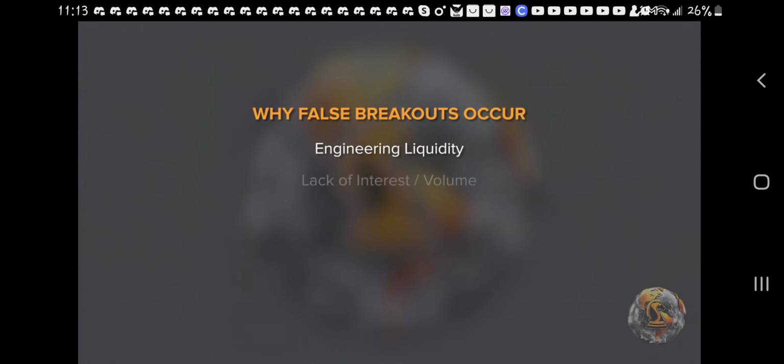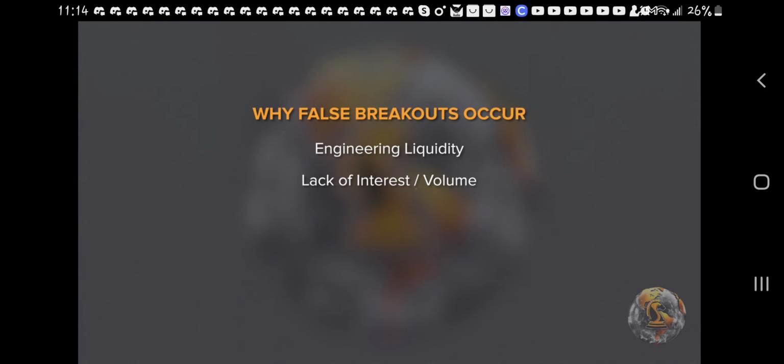Second is simply a lack of interest or volume. If there's a lack of volume in the market on a breakout, the market can be more susceptible to that being a false one. If there's not enough trading activity to sustain that breakout and build momentum, the price will just fall back below the breakout level. So lack of interest is another way.